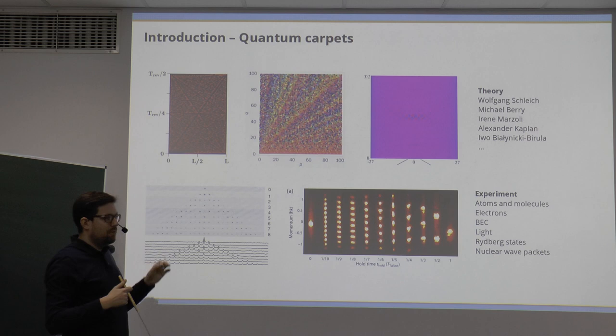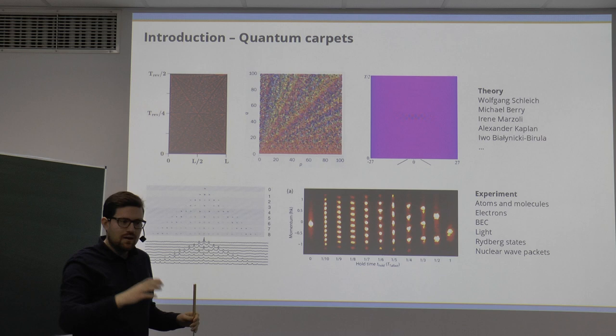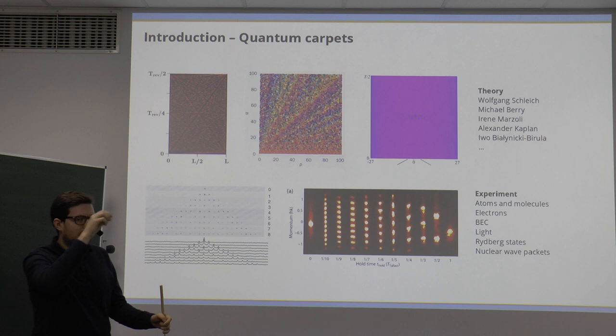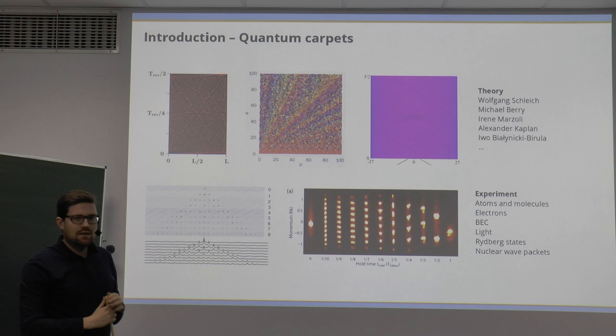So, for example, we have a Bose-Einstein condensate put in the harmonic trap. Then we print a phase that is oscillatory. So it's like an analog of the grating, and then look at the evolution.